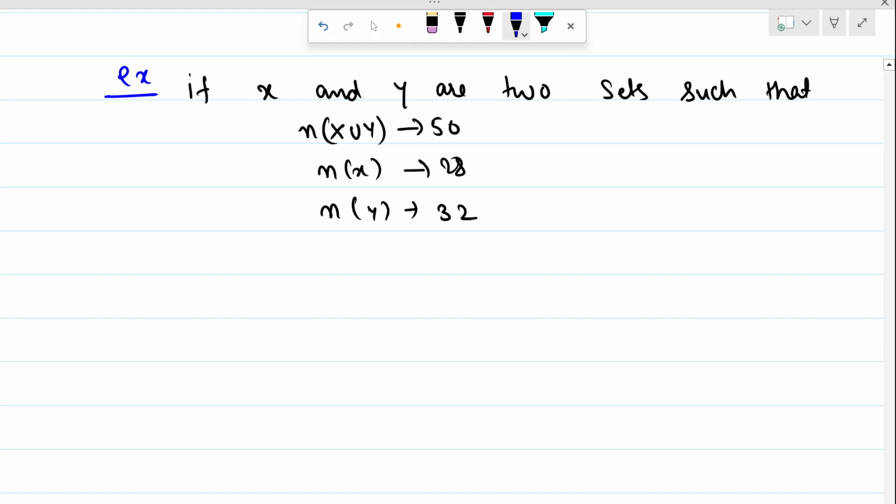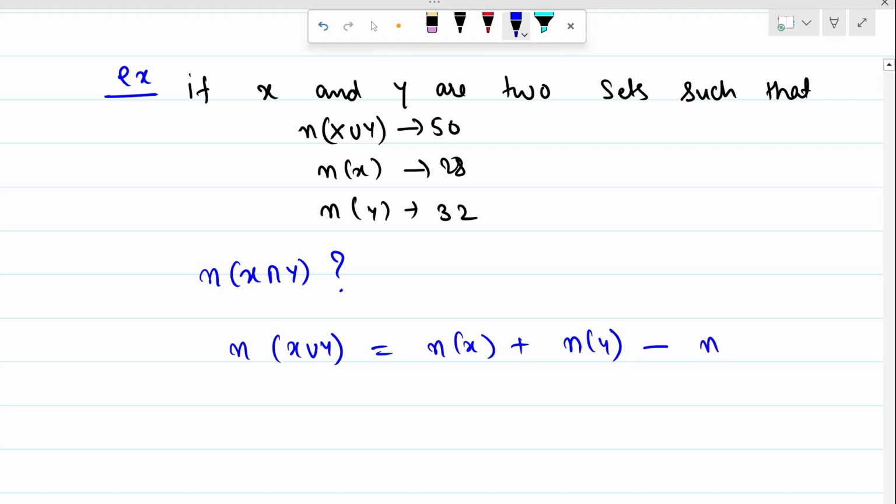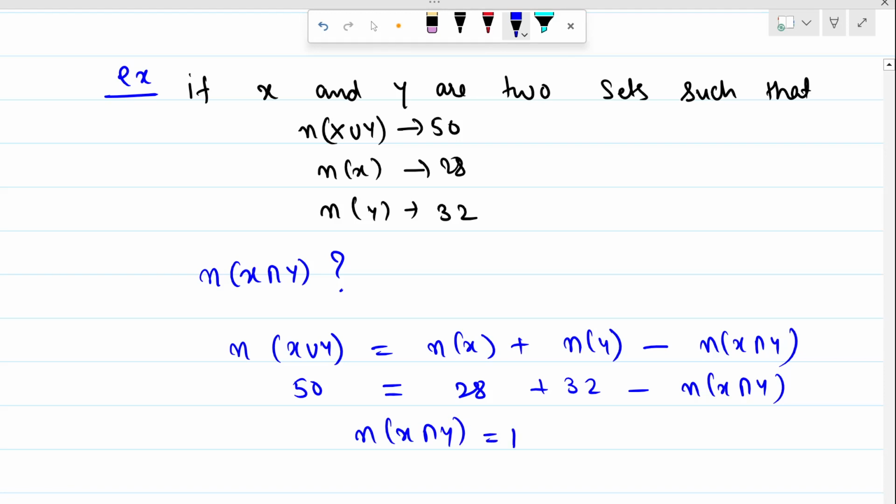So we have to find n x intersection y. We take n x union y, which is equal to n x plus n y minus n x intersection y. So this is 50, this is 28 and 32, minus n x intersection y. So n x intersection y is equal to 10.